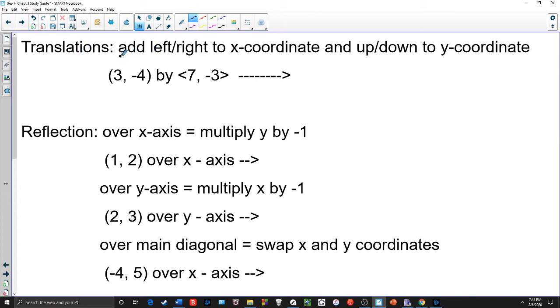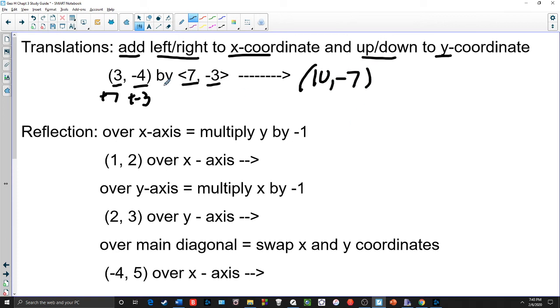Again, translations deal with adding. Left and right, you add to the x, and up and down, you add to the y. So translate (3, -4) by (7, -3). All we do is we add first to first. This would be +7, and then add second to second. So it would be plus -3. So that would be (10, -7). Again, 7 right, which means add the 7, and 3 down, which means add the -3. So translations deal with adding numbers to the coordinates.